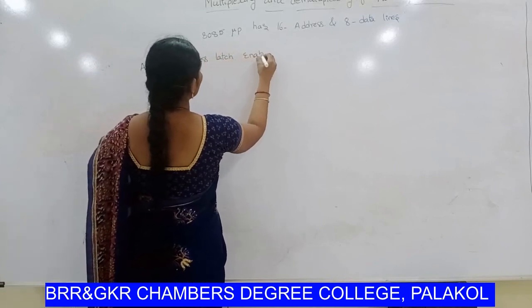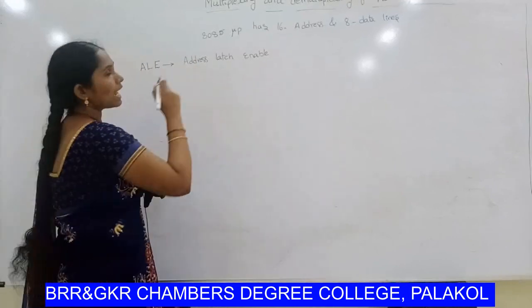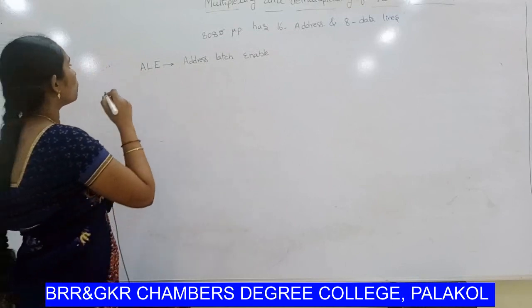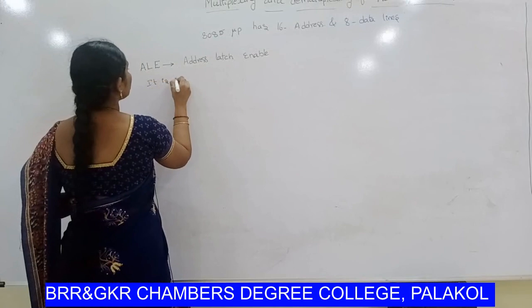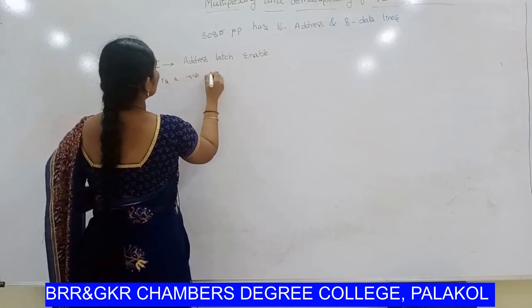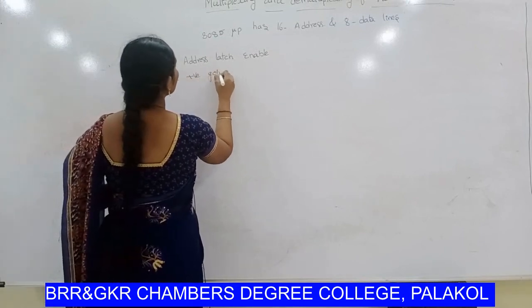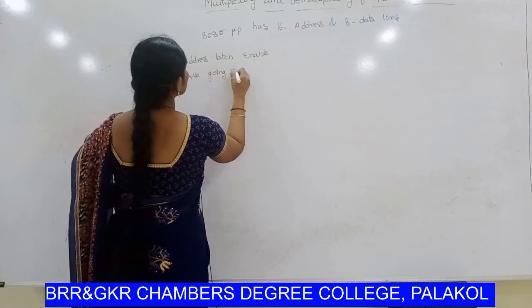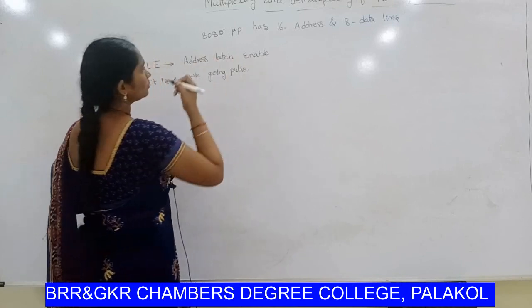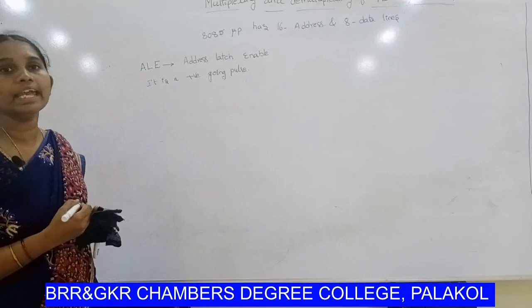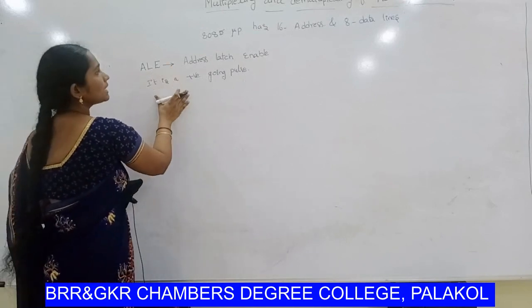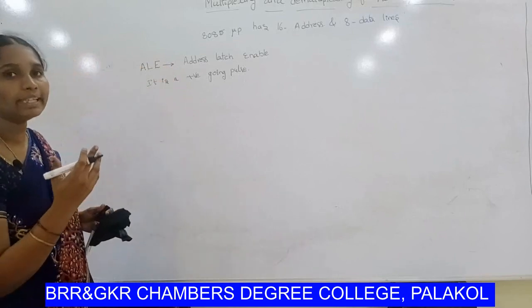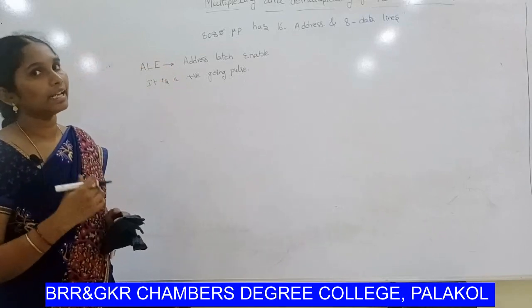So this address latch enable is a positive going pulse. ALE is a positive going pulse. By using this signal, we have to separate the address lines and data lines.